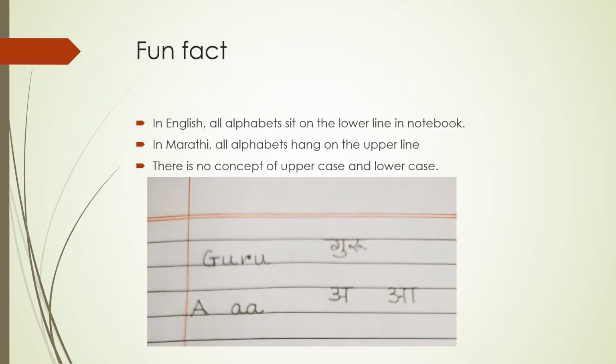Did you notice that the letter A had a top line and each letter in Marathi hangs from the line? Unlike English, it does not sit on the line. Here's an example. The word guru, which means the same in both English and Marathi, and it originally comes from Sanskrit. In English, it's made up of 4 alphabets G, U, R, U, all sitting on the line, whereas in Marathi, the same word is hanging from the line. Also notice that in Marathi, there is no concept of an uppercase or a lowercase.